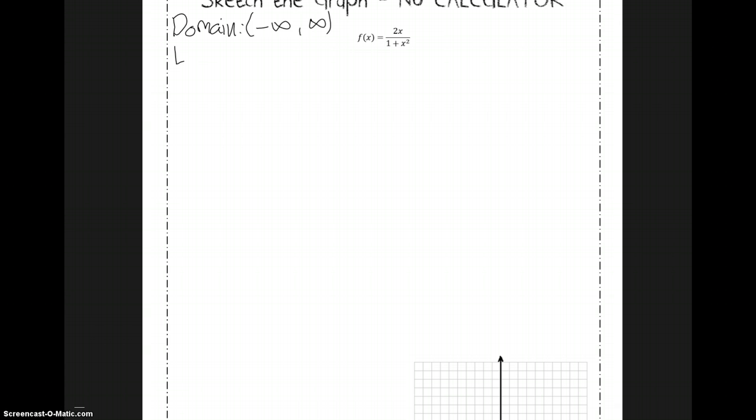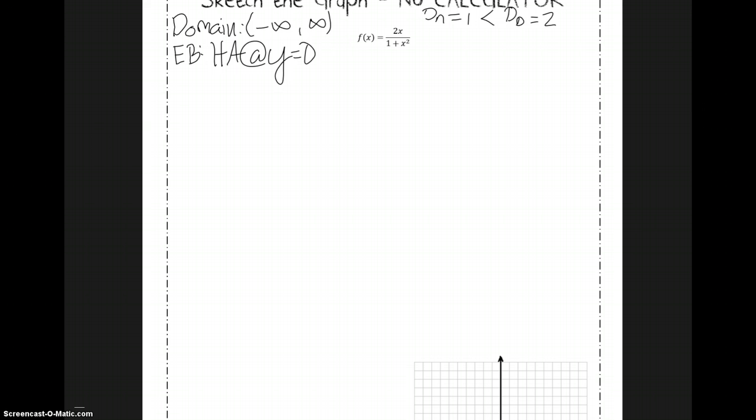Okay, let's look for end behavior. For rational functions, remember we look at the degree of the numerator, which in our case is 1, and the degree of the denominator, which in this case is 2. And since the degree of the numerator is less than the degree of the denominator, that means we have a horizontal asymptote at y equals 0.